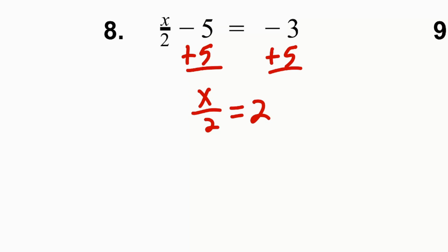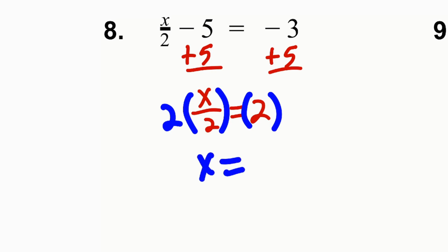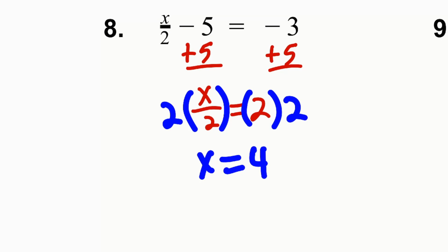All right, so now we have x over 2 equals 2. So we have an unknown value divided by a number. So to undo the operation of division, we multiply. We multiply by 2, and that'll make this a 1. It'll make it a 1x is equal to, oh, and we have to multiply both sides by the 2. So it'll be x equals 4. And so that is our solution for number 8.